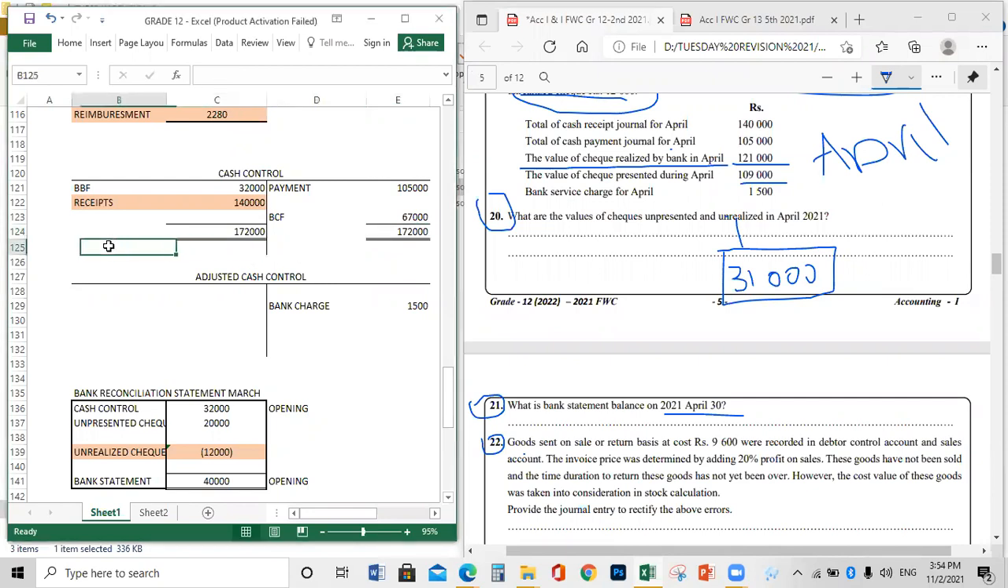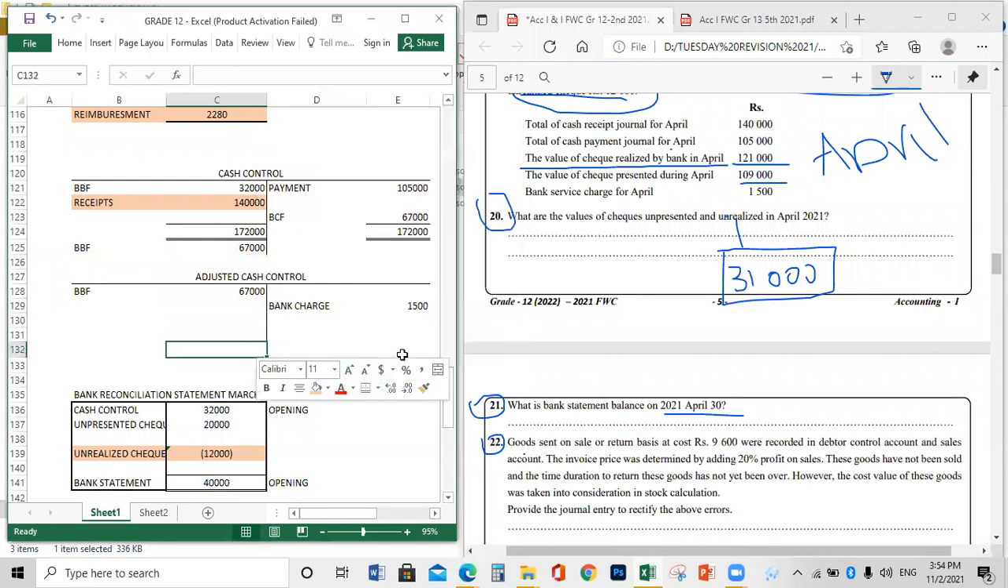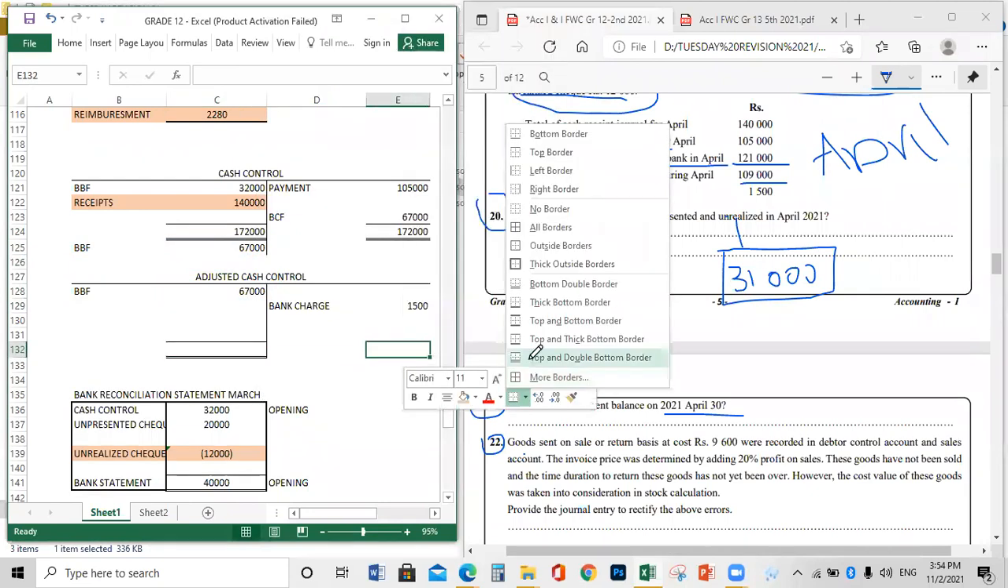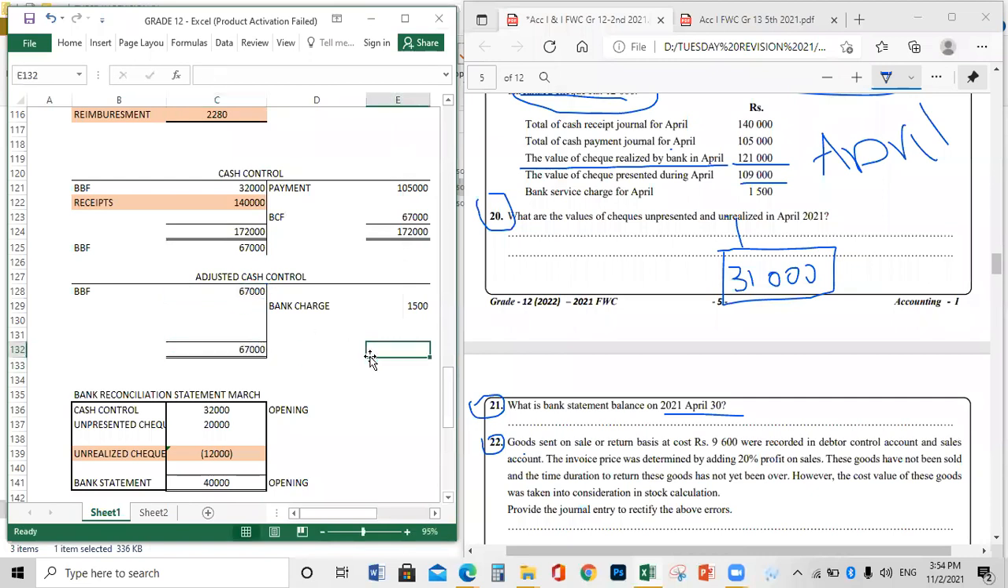Cash control closing becomes the opening of what? Opening of adjusted cash control. So how much is that? 67,000. Now you can find how much is your adjusted cash control closing balance. Get the adjusted cash control closing balance. That is going to be 65,500. Yes, that's correct. 65,500.